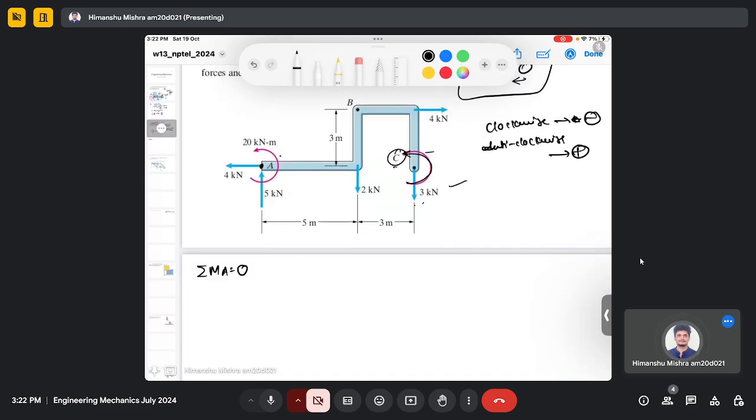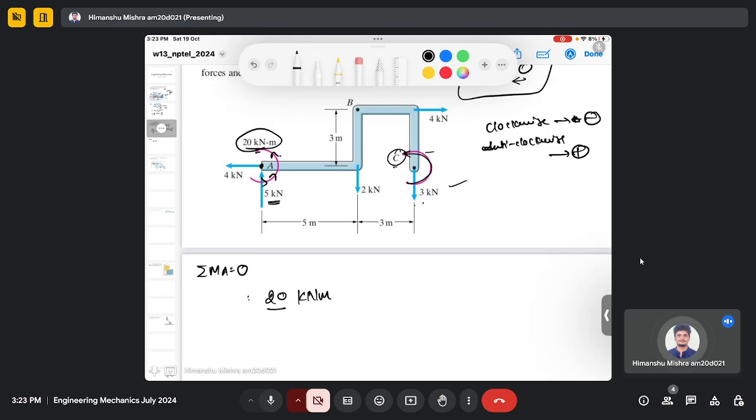So now the summation of moments. First, this moment will contribute here in this equation. And you can see the direction is anti-clockwise, which means it's a positive 20 kilonewton meter.